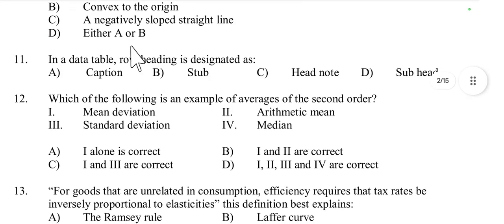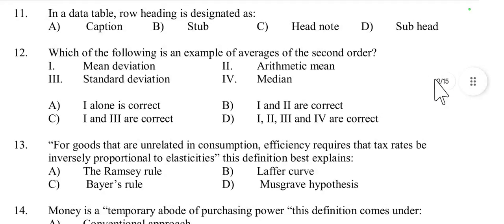Then question number 11, in a data table, row heading is designed as caption, stub, head note or subhead. The row heading in a data table is typically designed as a stub. This stub is the area on the left side of the table where row labels or descriptions are listed. So row heading is called a stub.